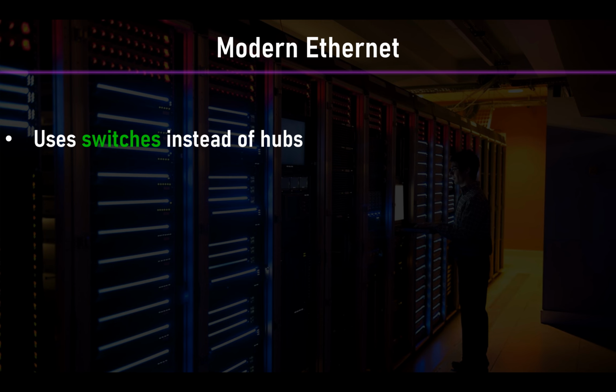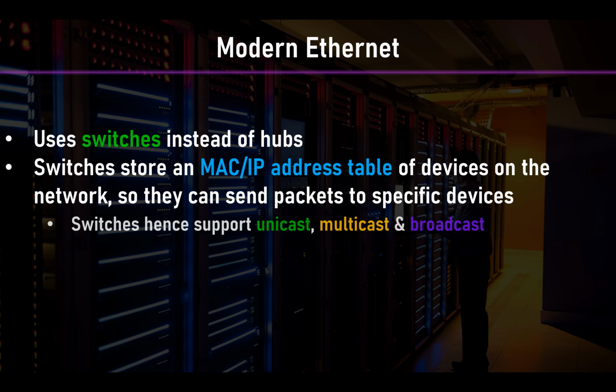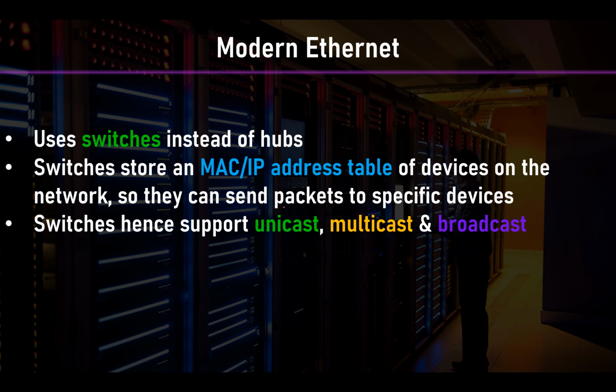Alright, so if instead we look at modern Ethernet, this is going to use switches instead of hubs, again with unicast, multicast, and broadcast. Switches are going to store the MAC address table. It might store IP addresses, but I think usually just MAC addresses. These are going to send packets, or frames, to the specific devices. Just to recap, frames is going to be the name if it only contains the MAC address.